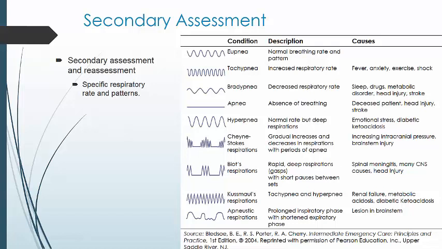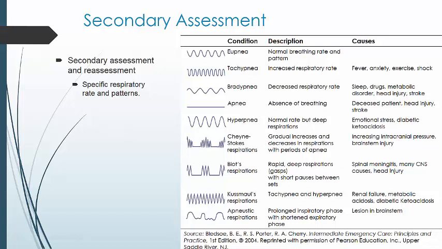Now, some of your funky patterns here. Regular ins and outs can be eupnea, or normal. Increased rate is going to be tachypnea. Decreased rate is going to be bradypnea. Absence of breathing, of course, is apnea. Are you seeing the "nea" part? That's referring to the breathing. Of course, tachy we know is fast, brady means slow, and a means without. Now, normal rate but deep respiration is going to be hyperpnea.